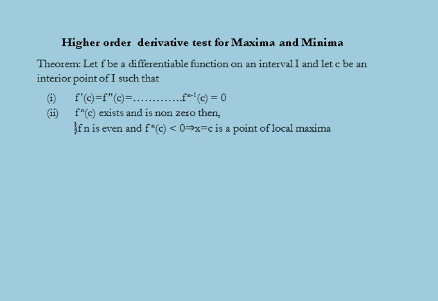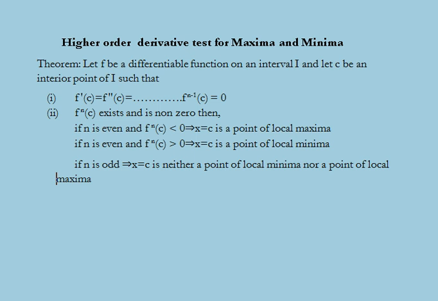then if n is even and f^n(c) is less than 0, this implies that x equal to c is a point of local maxima, and if n is even and f^n(c) is greater than 0, then x equal to c is a point of local minima, and if n is odd, this implies that x equal to c is neither a point of local maxima nor a point of local minima.